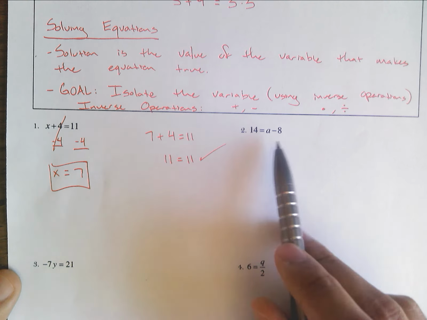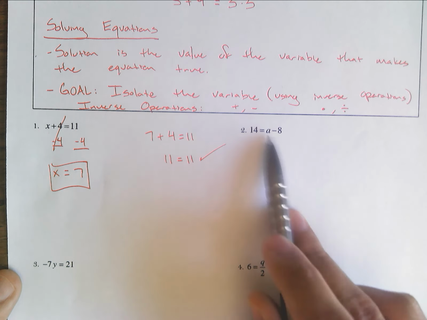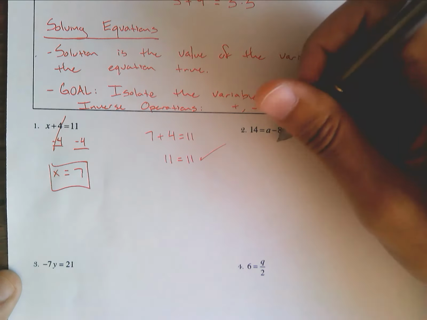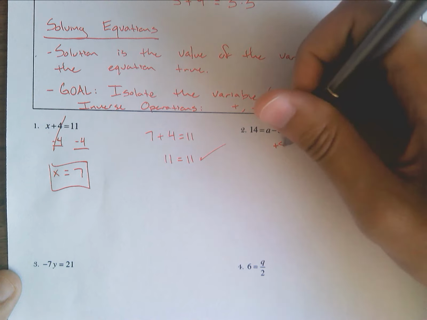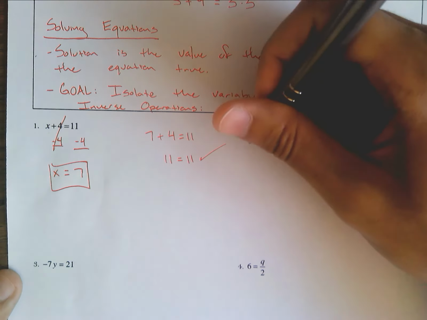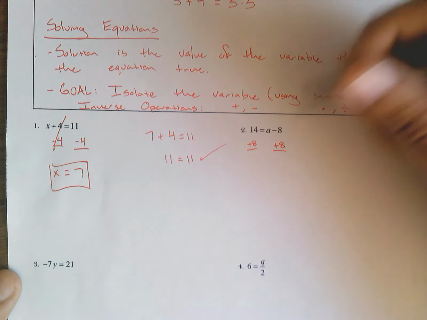Moving on to this one, we have 14 equals a minus 8. I see that we have subtraction occurring here. So we have to use the inverse operation, addition. So instead of subtracting 8, we're going to add 8. And if we add 8 to one side of the equation, we must add 8 to the other side of the equation. The minus 8 and plus 8 zero out.